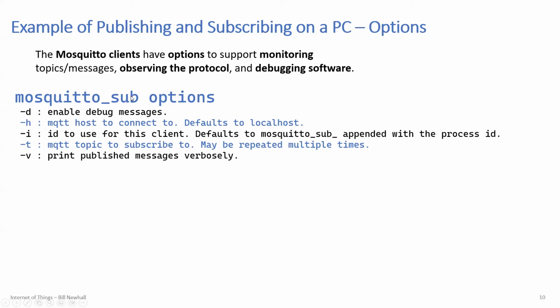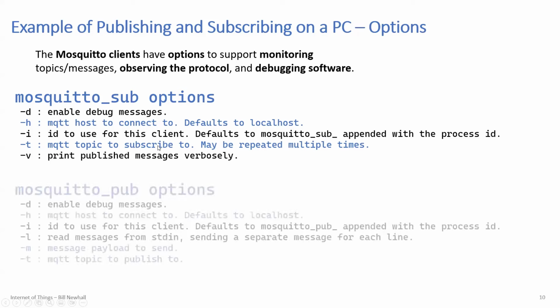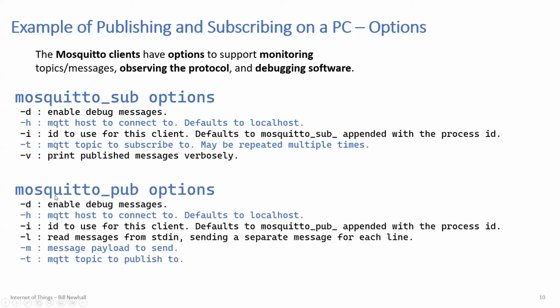So that's how you subscribe on the command line using different options. To publish, you do this. You use mosquitto_pub, and you have these options. And in blue, this is typically what I use. -h specifies the host, or the IP address or URL of the broker, or of the computer running the broker.